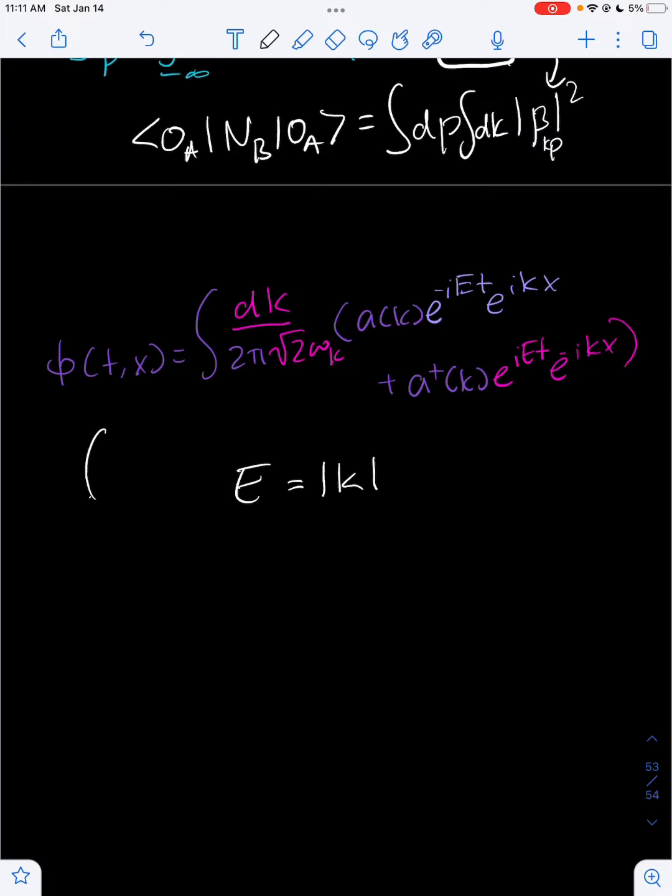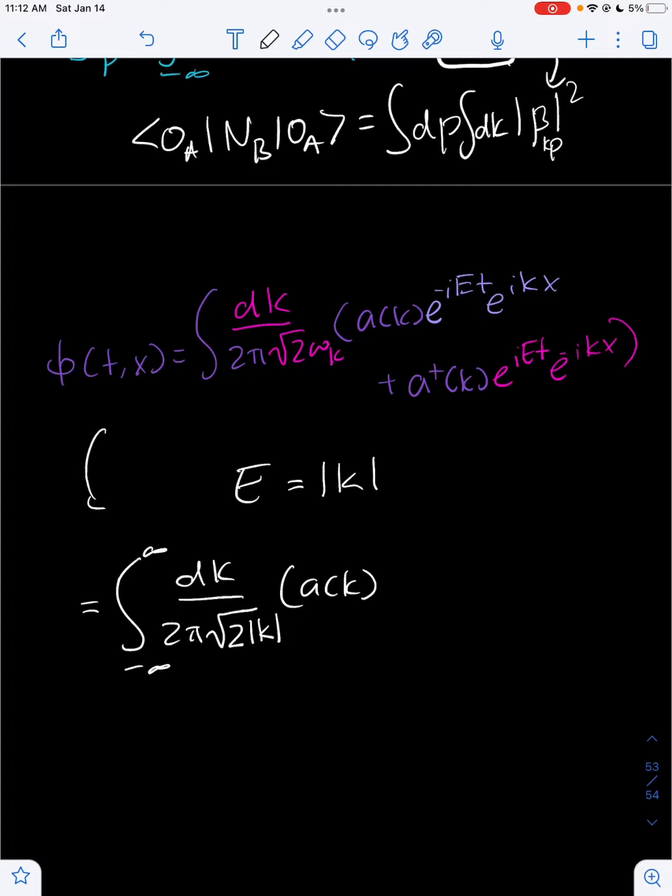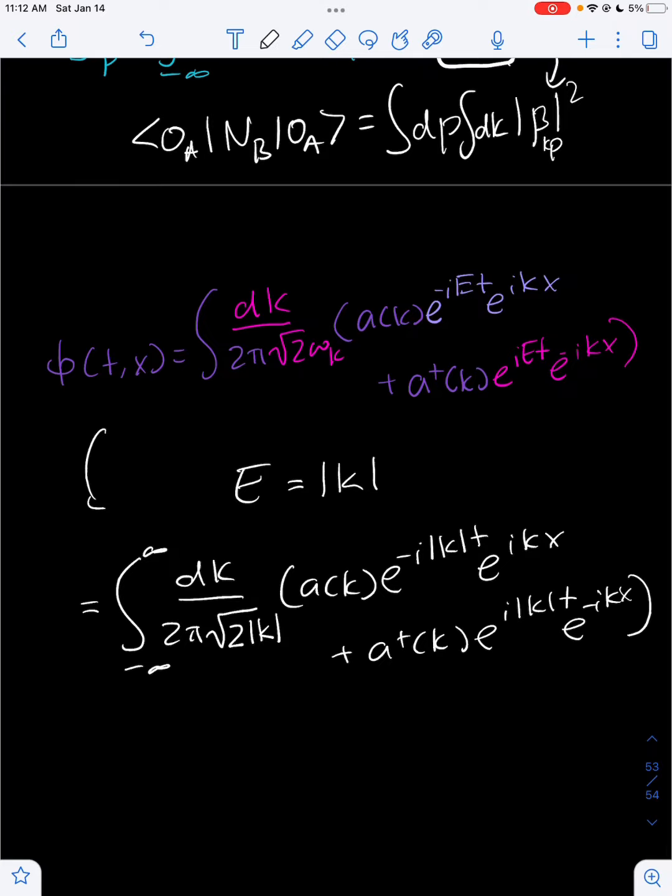This means that we can rewrite this integral as the integral from negative infinity to infinity dk over 2 pi square root of 2 absolute value of k, and then a of k e to the minus i absolute value of k t e to the i k x plus a conjugate k e to the i absolute value of k t. You guys get the gist of it.